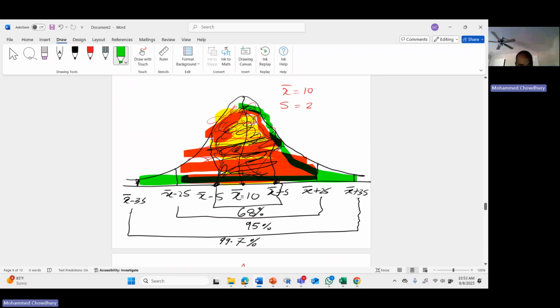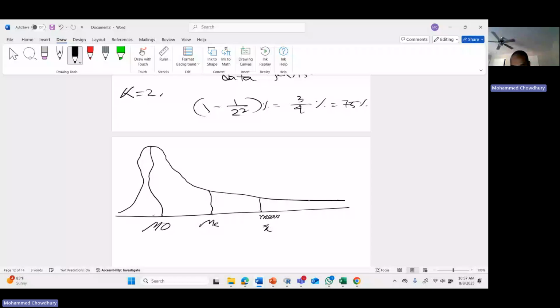Mean, which is equal to x bar. So if you go this way, x bar plus 2s and x bar minus 2s. That means within two standard deviations from the mean, in this area, 75% of the data fall.